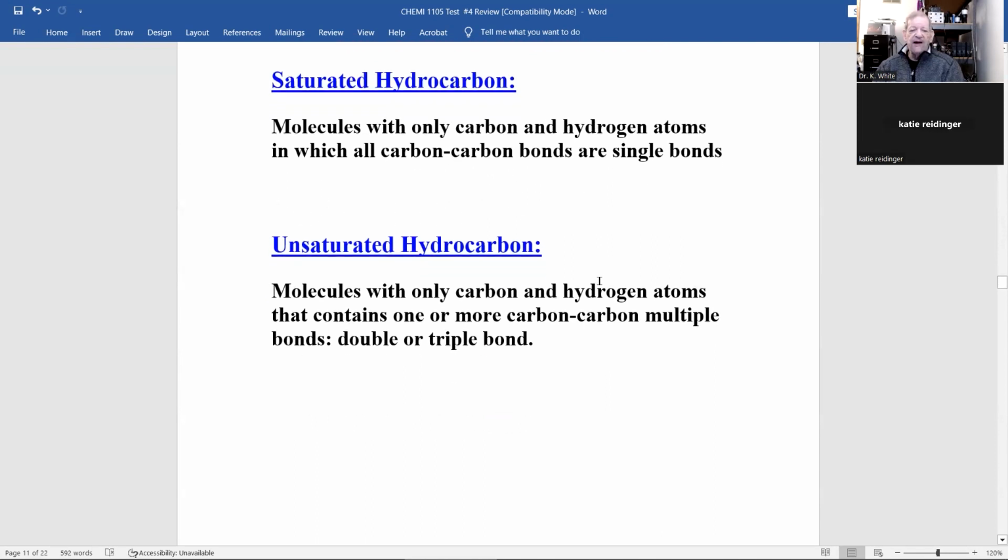Unsaturated hydrocarbons: because it's a hydrocarbon, it's a molecule with only carbon and hydrogen atoms, but because it's unsaturated, it contains one or more carbon-carbon multiple bonds, also known as double or triple bonds.